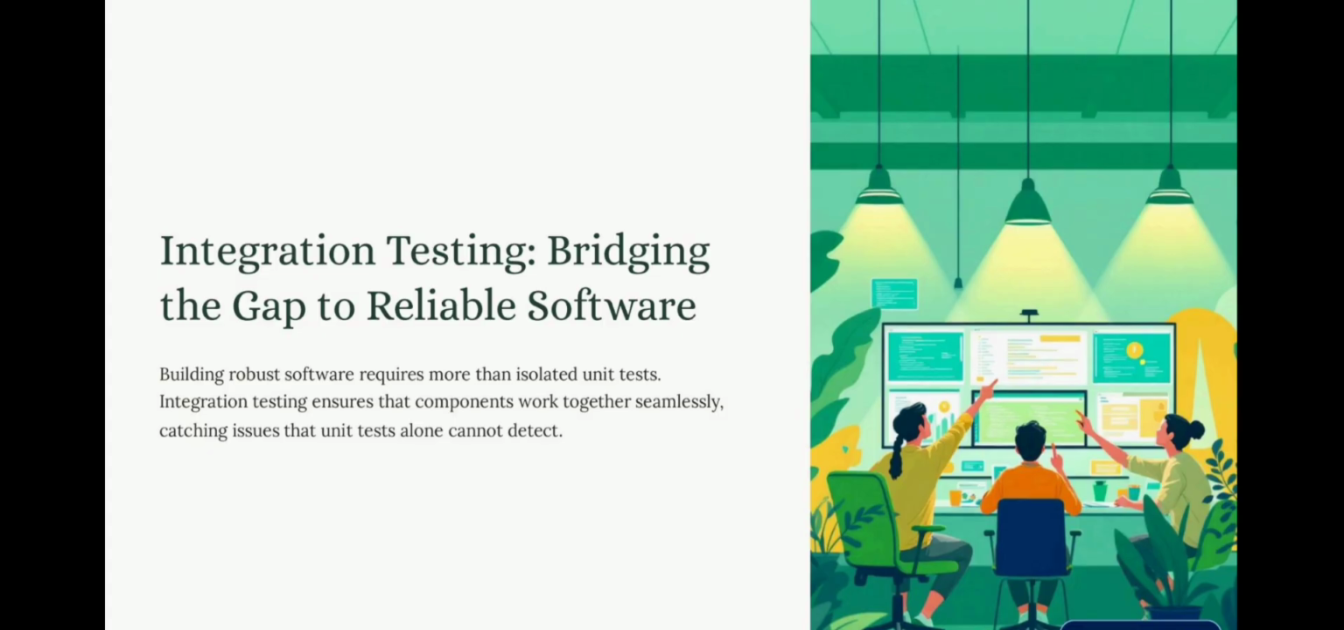When we build software, it's not enough to test individual parts separately. Even if each part works perfectly on its own, problems can still happen where they interact with each other. That's where integration testing comes in. It helps ensure that different components of a system work together smoothly, reducing bugs and improving reliability.